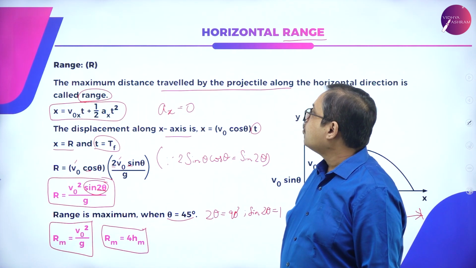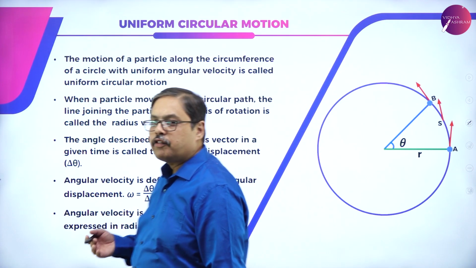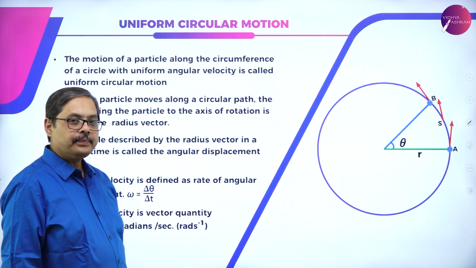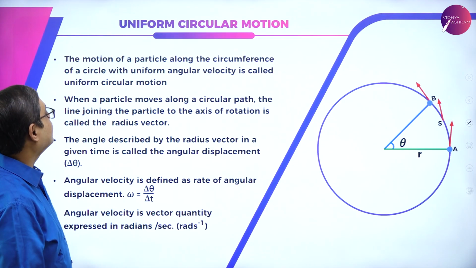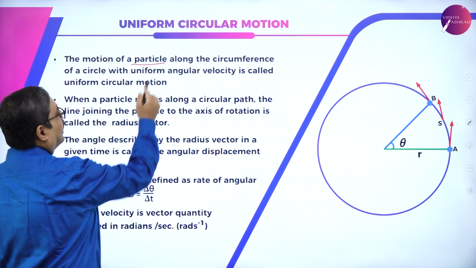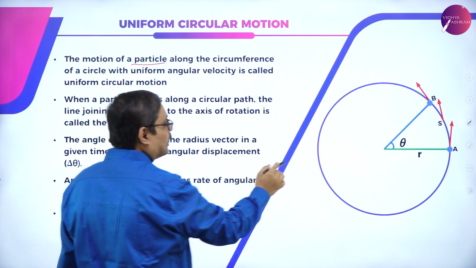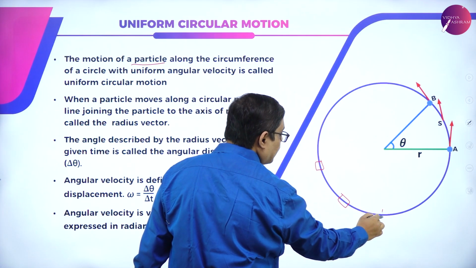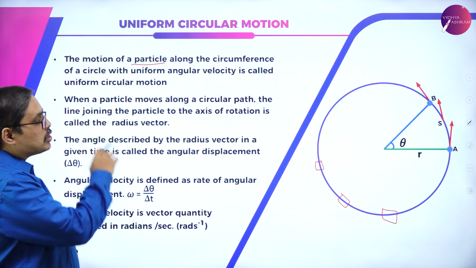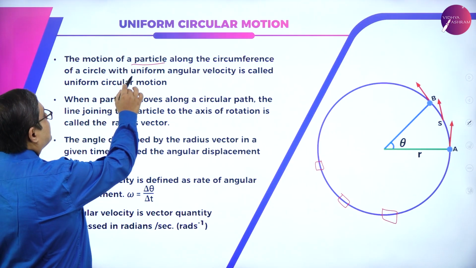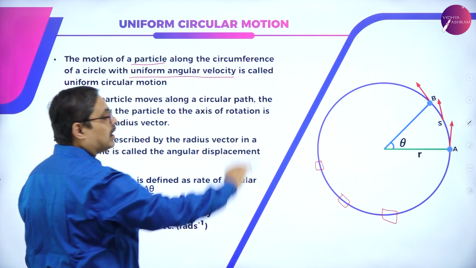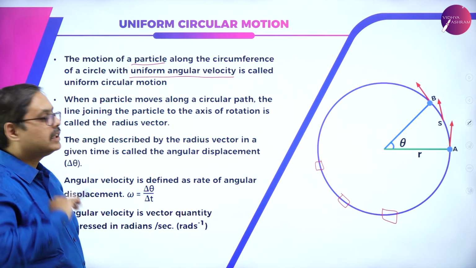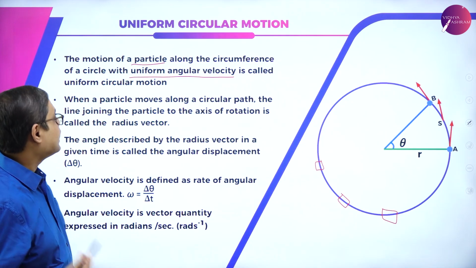Okay. Let us move on and check another type of two-dimensional motion, which is circular motion. What is this uniform circular motion? The motion of a particle along the circumference of a circle. Okay, so this body moves along the circumference of a circle. Motion of a particle along the circumference of a circle with uniform angular velocity. The angular velocity remains uniform throughout the motion along the circle. What is this? Let us check.